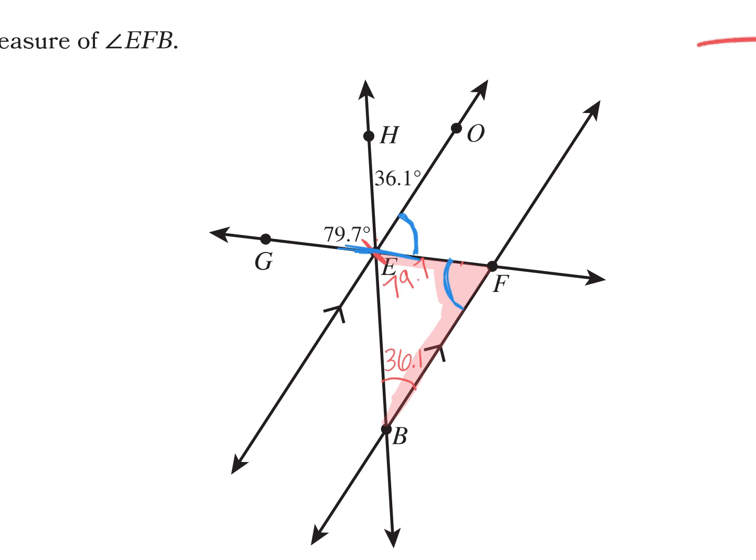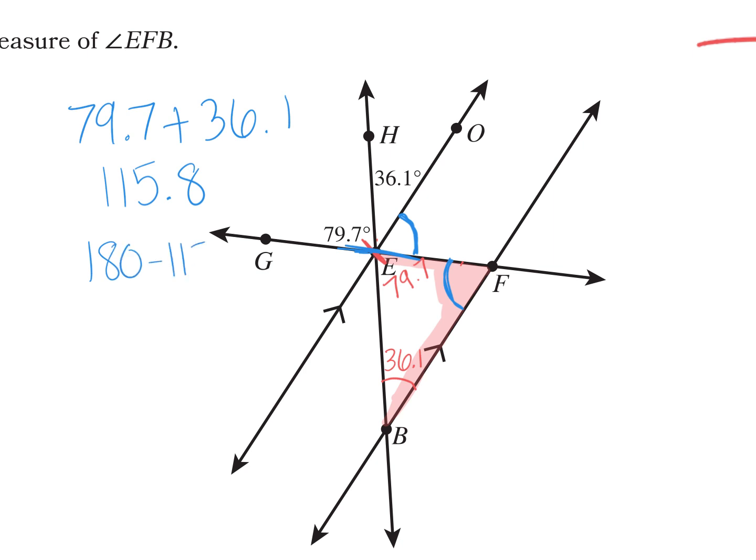So if we add together 79.7 plus 36.1, what does that give us? You said 115.8? And then if we take that away from 180 degrees, so 64.2, bless you, is the missing angle to find. So again, there's different ways to do it. However you need to do it is however I want you to do it. Don't follow everything someone else does, because what they see might not be what you see.